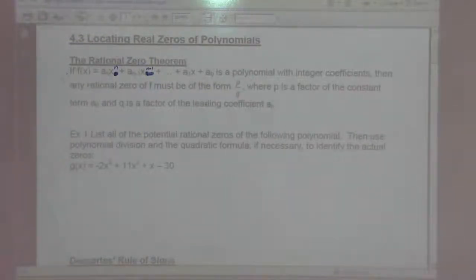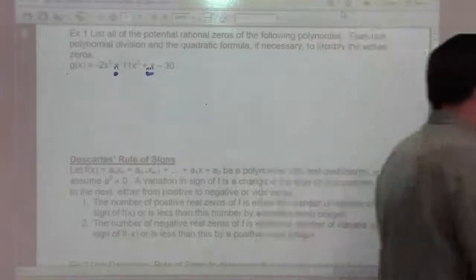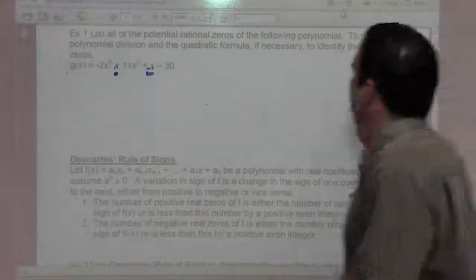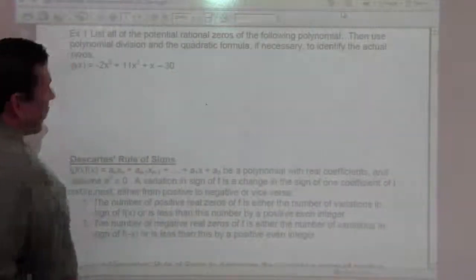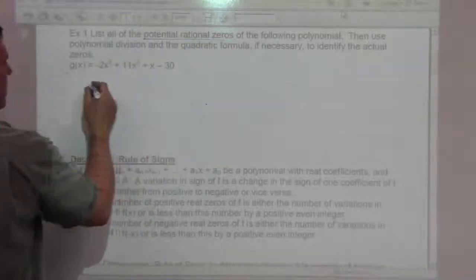Okay, let's look at example 1. It says list all of the potential rational zeros of the following polynomial. Then use polynomial division and the quadratic formula to identify the actual zeros. So we're going to find potential zeros first.